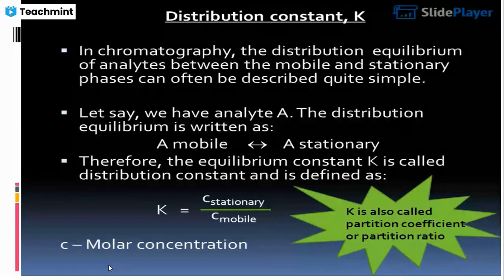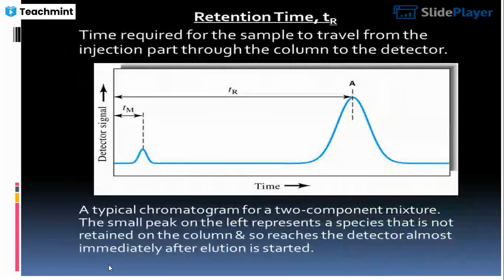Retention time, tR. The time required for the sample to travel from the injection port through the column to the detector. A typical chromatogram for a two-component mixture. The small peak on the left represents a species that is not retained on the column and so reaches the detector almost immediately after elution is started.